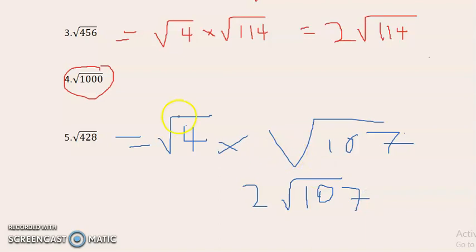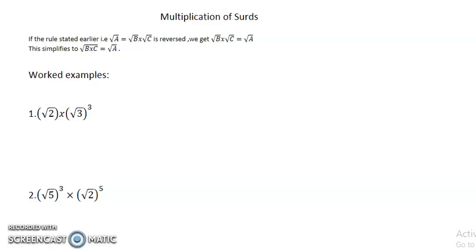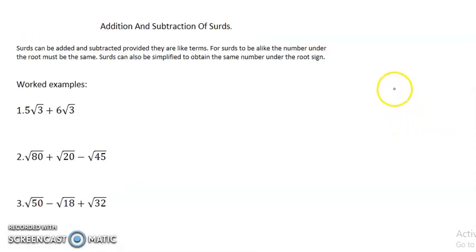So now we know how to simplify surds. Let's move on to addition, subtraction, and multiplication of surds. Now, addition and subtraction of surds. Surds can be added and subtracted provided they are like terms. For surds to be alike, the number under the root must be the same. Surds can be simplified to obtain the same number under the root sign. So we did simplification some few seconds ago. You can simplify surds to get the same number in the root sign, thereby making them alike. Then you can add or subtract them.